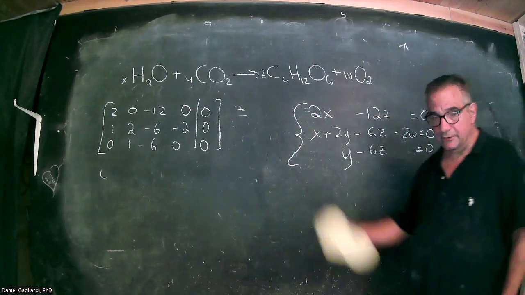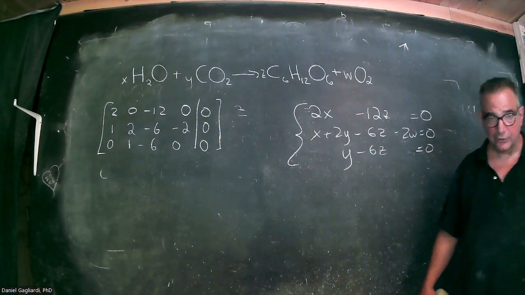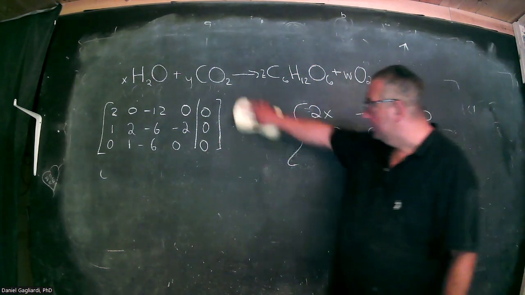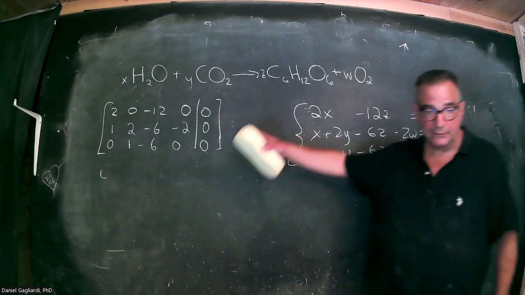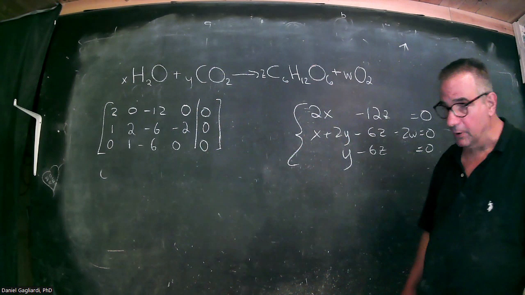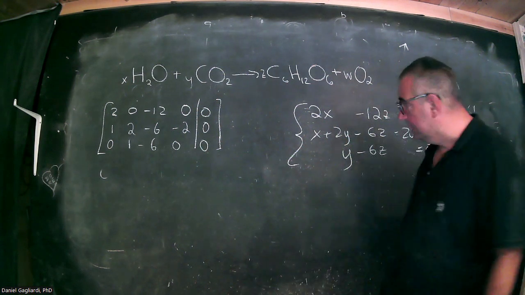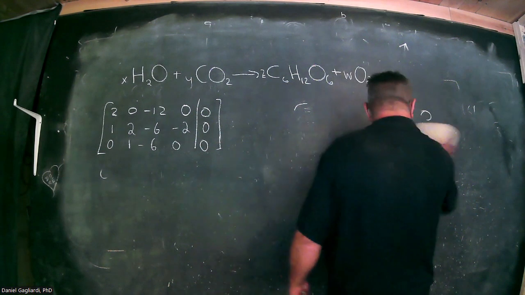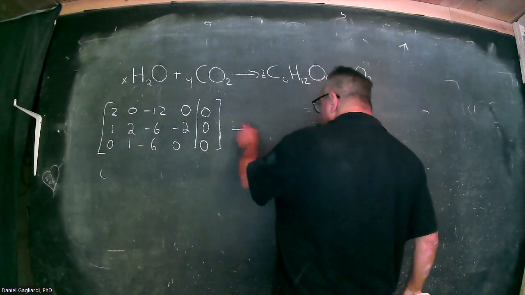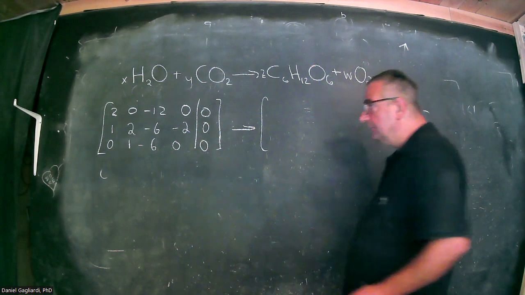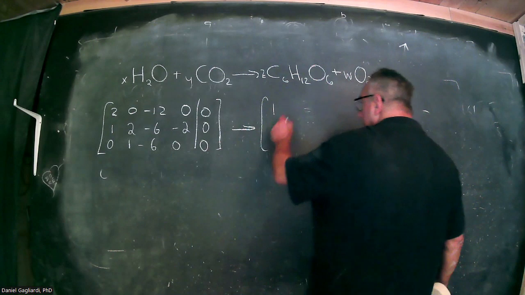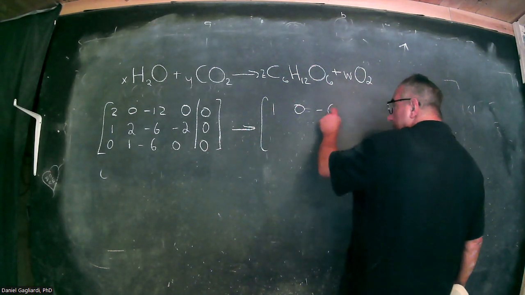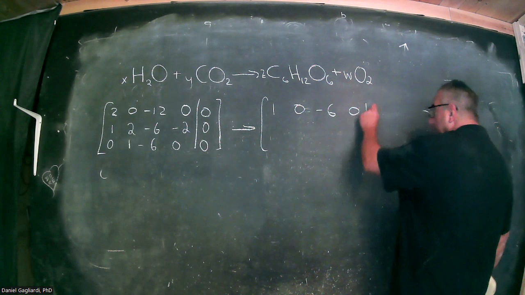Okay? And now we're going to use row operations, which I've discussed in other videos, to convert this augmented matrix to reduced echelon form, and then we'll solve the ensuing linear system. So let's go to work here. First thing that I'll do to get a leading 1 in the upper left hand corner is divide by 2. So I divide by 2, we have 1, 0, negative 6, 0, line 0.